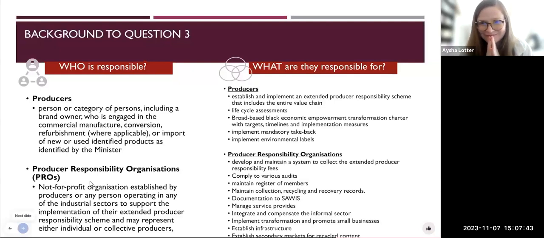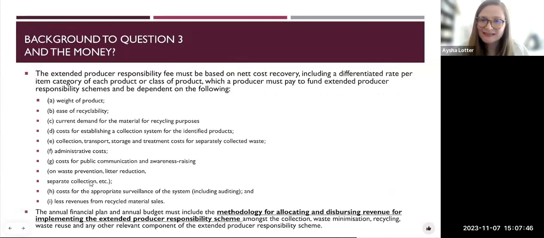Let's deal with money. Basically, a methodology is created by individual PROs and producers that are guided by certain requirements within the EPR regulations. And then we have this fee that has been established. You can see a list here of considerations that they have to take into account. The fee must be paid to fund EPR, and must be based on the net cost recovery, including the differentiated rate per item.